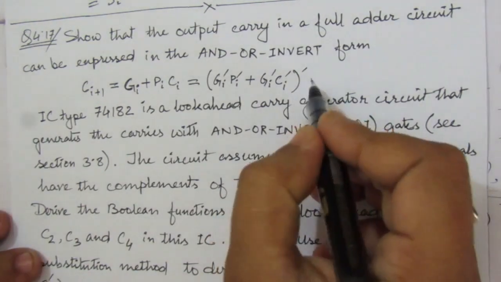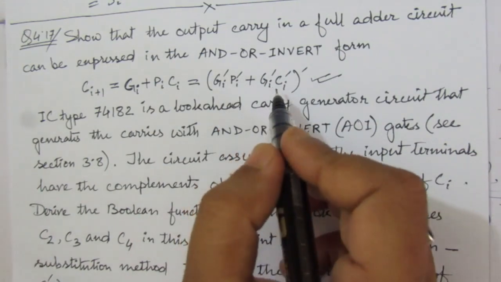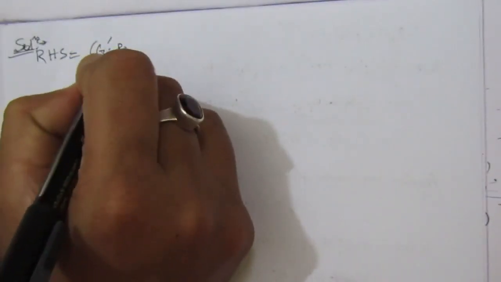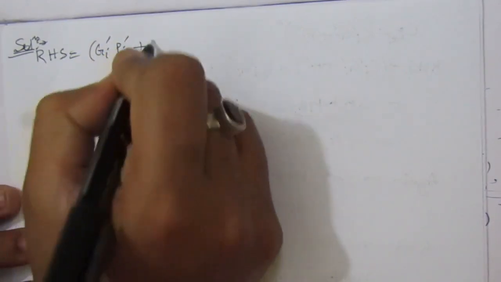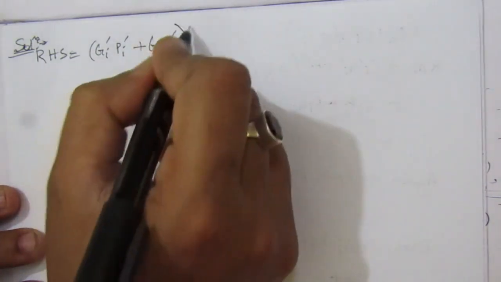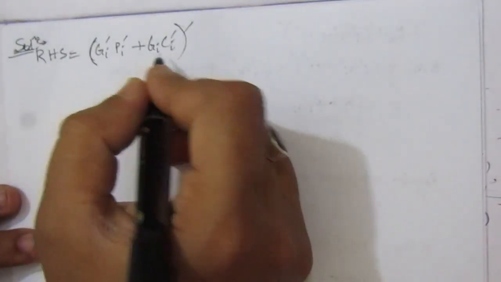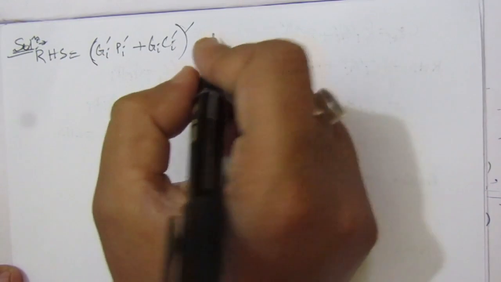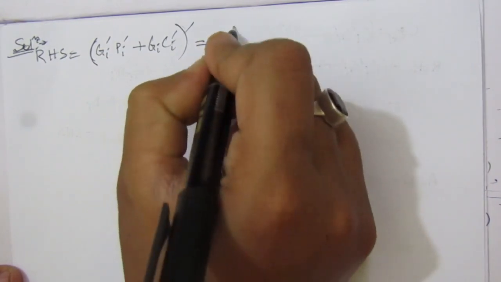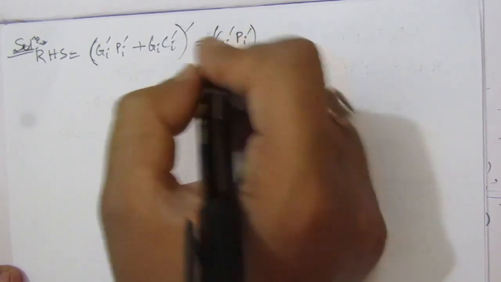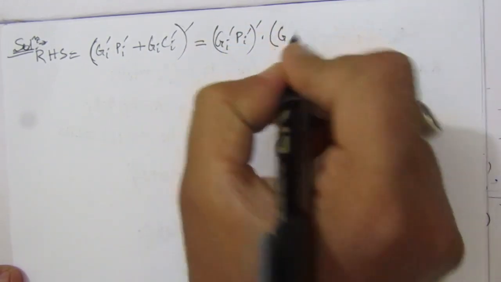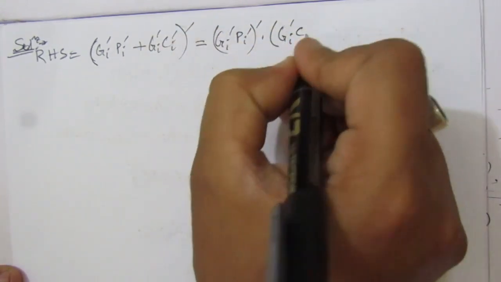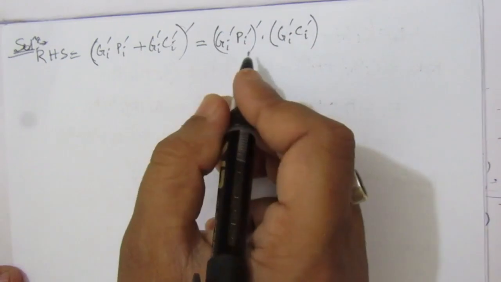First of all, let us prove this part. Let us consider the right-hand side of the problem. The right-hand side equals (Gi' + Pi' Ci')', that is, the complement, and we have to show that this is the expression for the next stage carry. This is (A + B) whole bar, so using De Morgan's theorem, we can write it as Gi' Pi' complement, that is A bar dot B bar, where B is (Gi' + Ci').